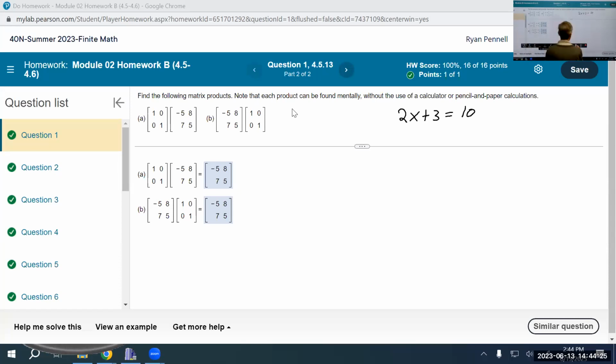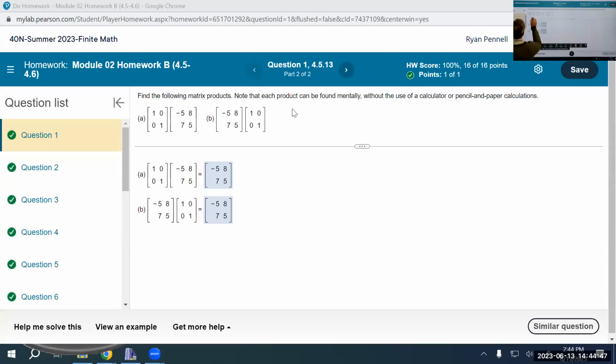So that's what we're thinking about in this section. Okay, we're all building towards matrix algebra. So the first question, I don't think it actually says it. It says, find the following matrix products. Note that each product can be found mentally without using a calculator or a pencil or paper.